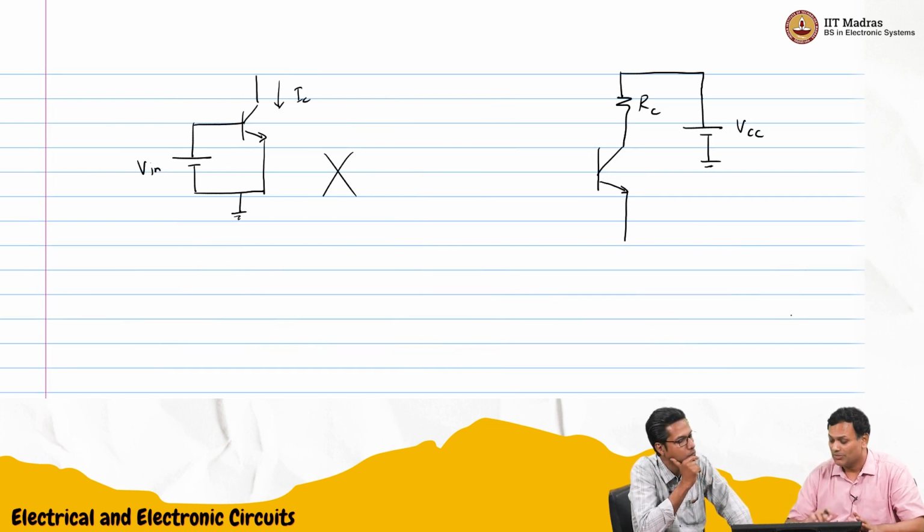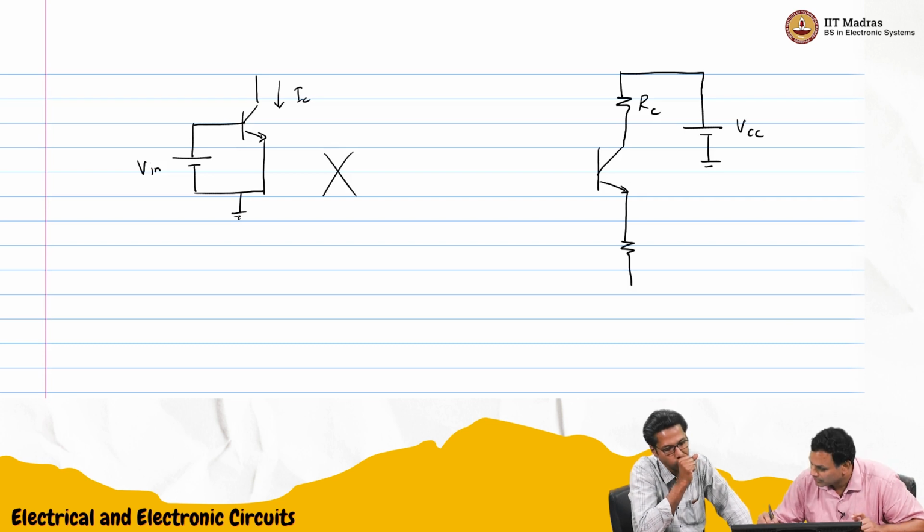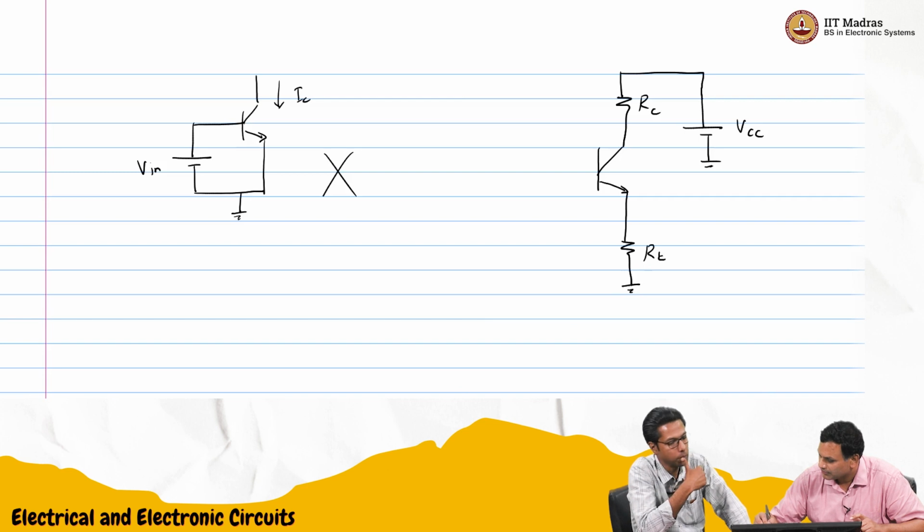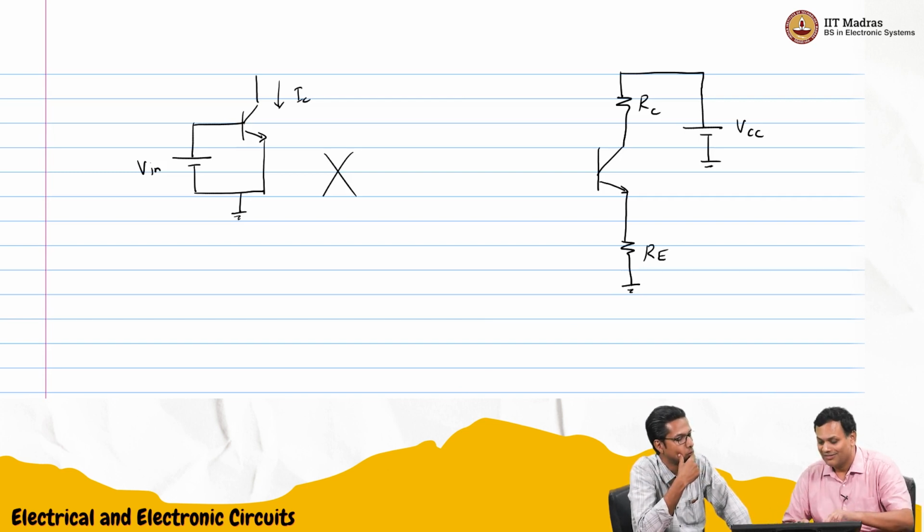But I still have a problem with this. Shall we try connecting a resistor on the other side also? Shall we see what happens? I'll call this RE. Now I can apply a battery at the base. Let's try it out.